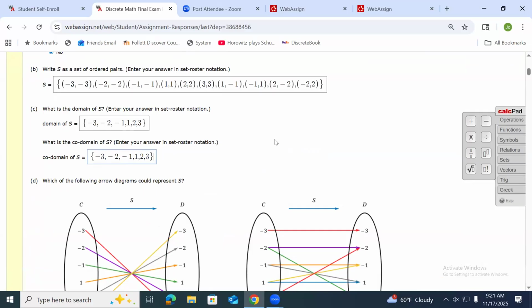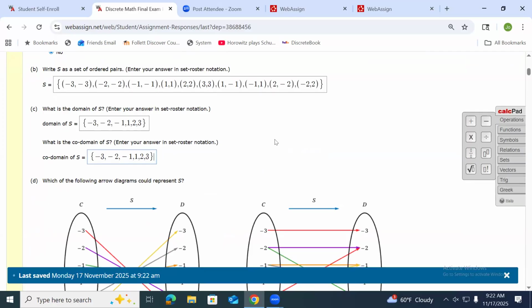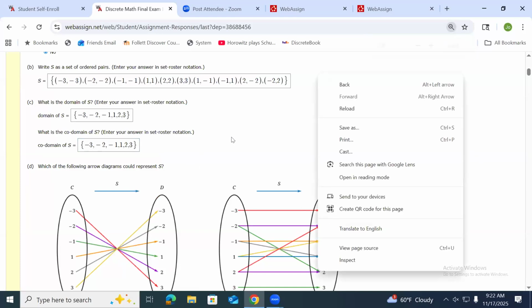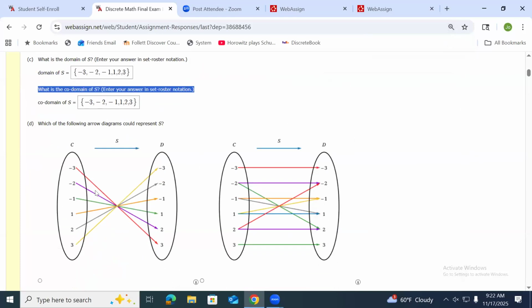So an arrow diagram is just, for every x value, there's an arrow that goes to every y value that it has. So the x value -3 only has one y value. So let me zoom out a bit. So -3 only has one, okay, so it's not that one because -1 only goes to one spot. So it's not that one.